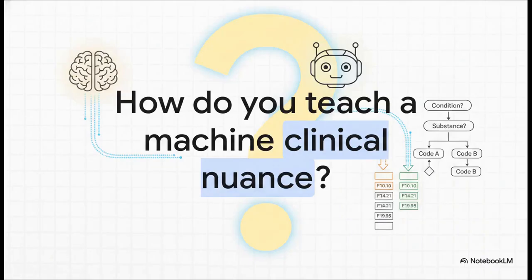So it really begs the question, right? How in the world do you teach a machine something as complex as clinical nuance? Well, it turns out the answer is, you build a system with rules so clear, so rock solid, that they can be followed perfectly every single time. And that, right there, is the entire philosophy behind ICD-10-CM. It's what makes it so powerful, not just for us humans, but for the algorithms too.